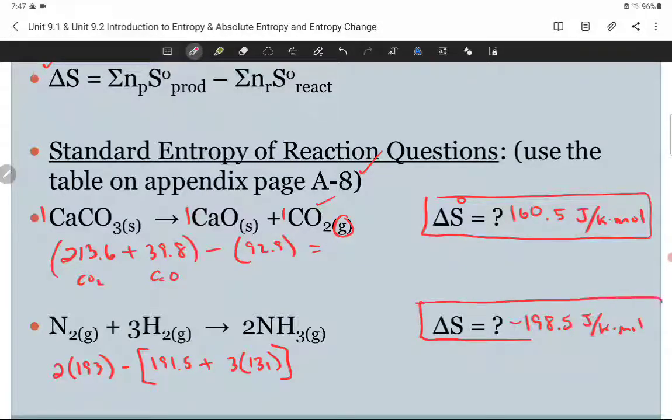Now let's see if we can double check these. The first one, we had 0 gases going to 1 gas, so that should be a delta S greater than 0, and 160.5 is greater than 0. So we can't verify perfectly if the answer is right, but we know if we're really wrong. And then the second one, we have 4 gases going to 2 gases. So that should be a delta S that is less than 0, and negative 198.5 is certainly less than 0. So I feel a little bit better about those 2 answers.